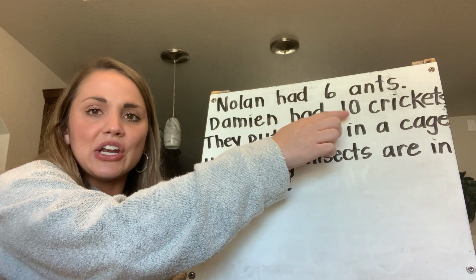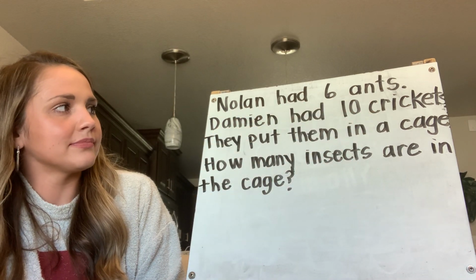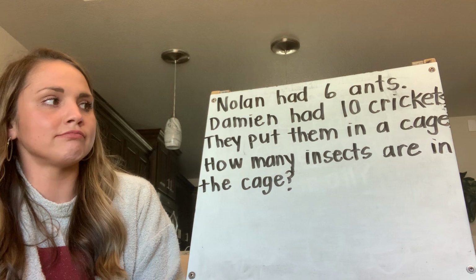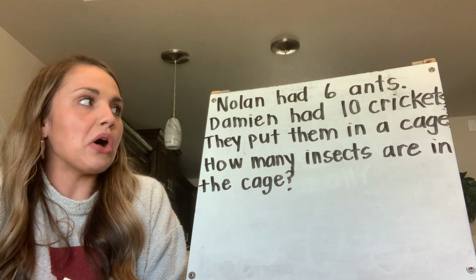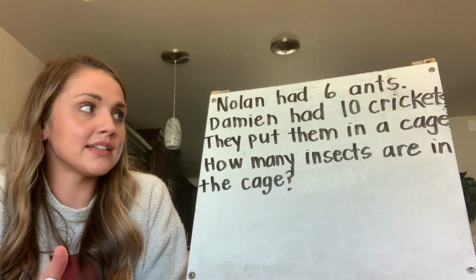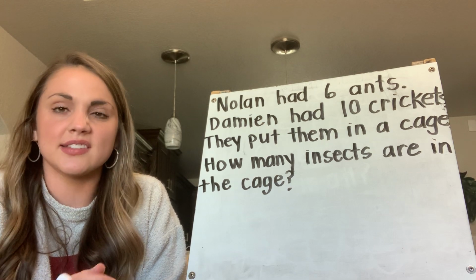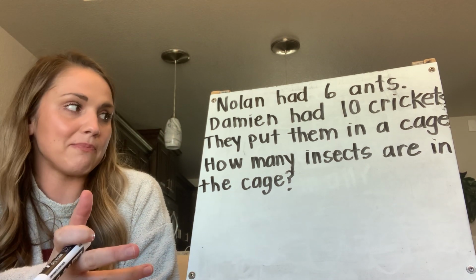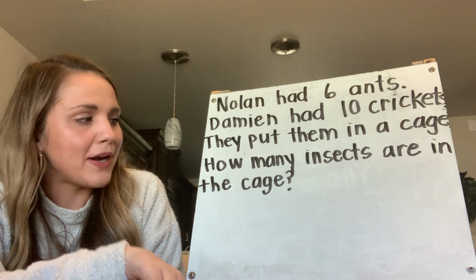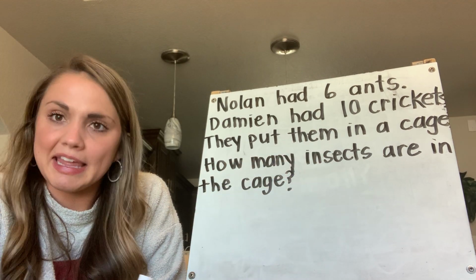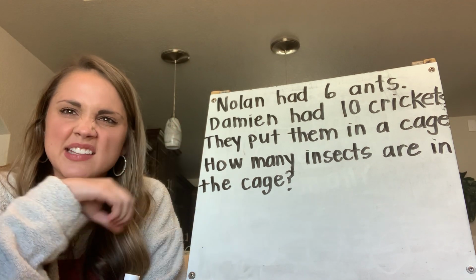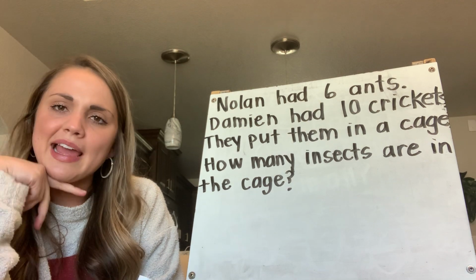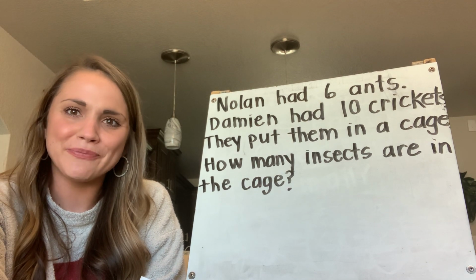Damien had 10 crickets. They put them in a cage. So Nolan has found 6 ants and Damien has found 10 crickets. And they got these insects and put them into a cage so that they could keep them. So they put them in a cage. I want to know how many insects are in the cage. So if Nolan puts 6 insects in there and Damien puts 10 insects in there, how many insects are in that cage? That's what I want to know.